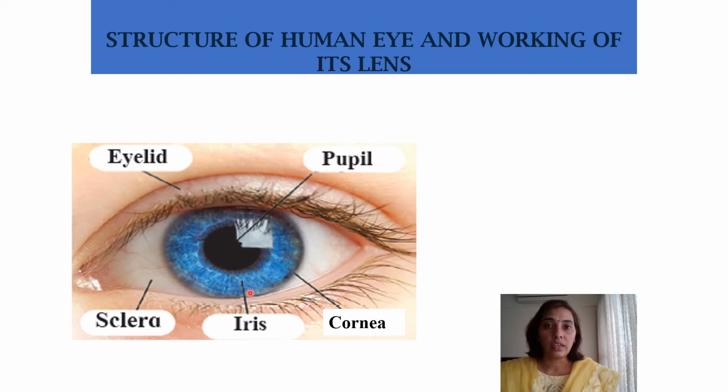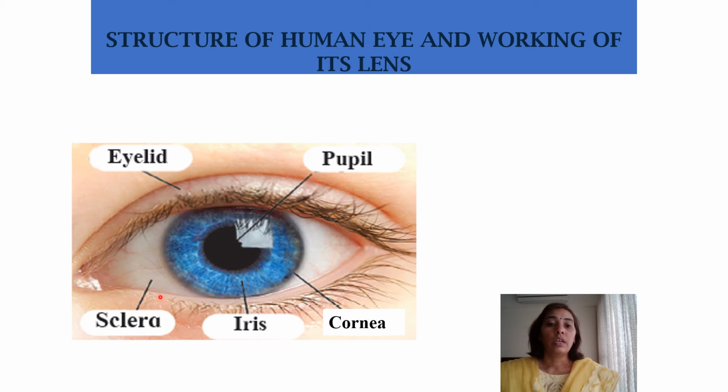Then we have the iris. The iris is of different color in different people. Mostly the people in India have brown or black iris, whereas in European countries or other countries, we find that people may even have blue or green eyes. So the color of the eyes depends upon the iris, which is a genetic characteristic that we inherit from our parents.